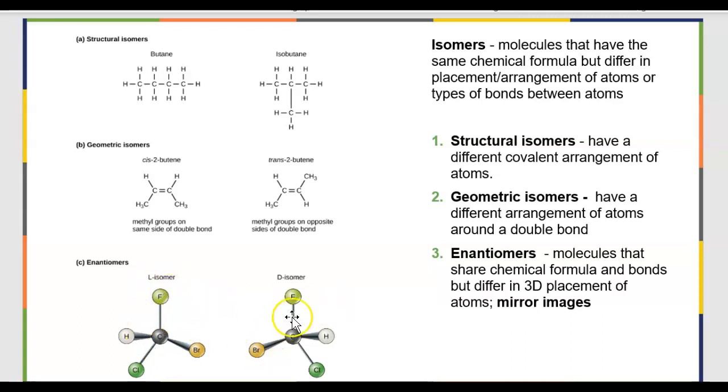So three-dimensional, you have to think three-dimensionally on this. If you put this L isomer next to a mirror, then you would see the D, but they can't impose on one another, so they're mirror images. Those are enantiomers.